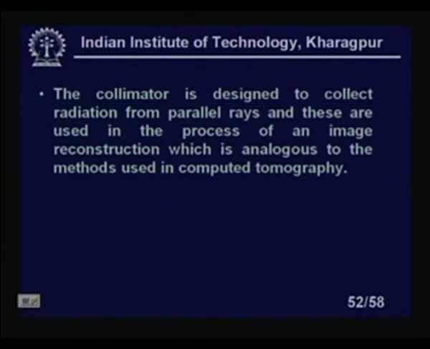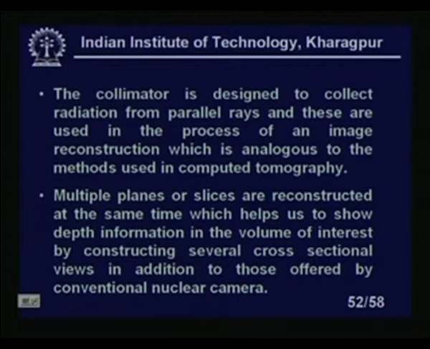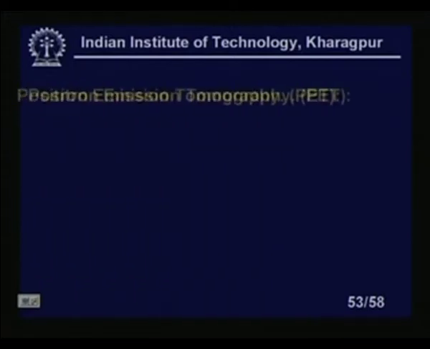The collimator is designed to collect the radiation from parallel rays, and these are used in the process of image reconstruction, which is analogous to the method used in computed tomography. Multiple planes or slices are reconstructed at the same time, which helps us to show information in the volume of interest by constructing several cross-sectional views in addition to those offered by the conventional nuclear camera.